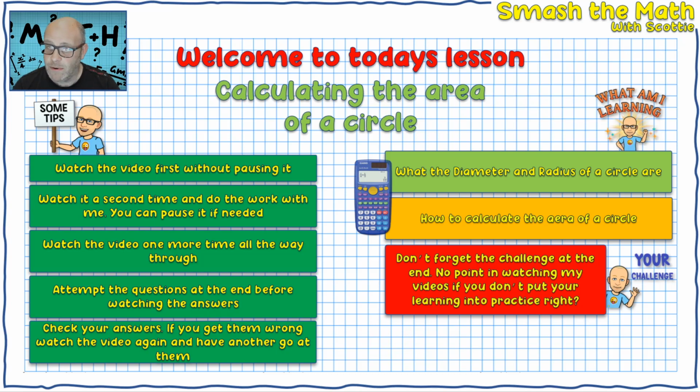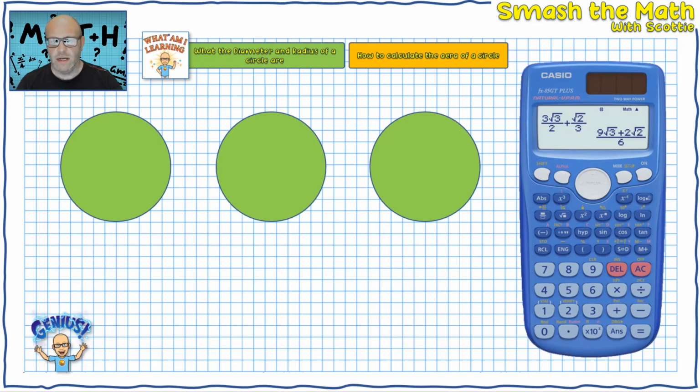Okay, so we're looking at a couple of things today. First thing we're going to look at, just to remind you, is what the diameter and the radius of a circle are, because we need to know those for when we're calculating the area. I'm also going to show you how to calculate the area of a circle using the formula. You will need to use your calculator today, because most of the stuff we're going to be doing is on the calculator. Right, okay, so let's take a look then.